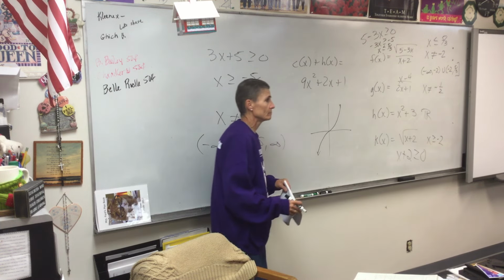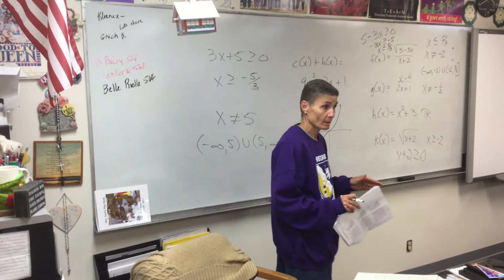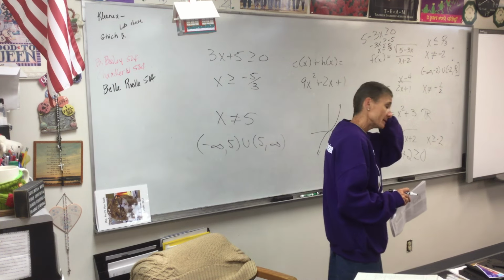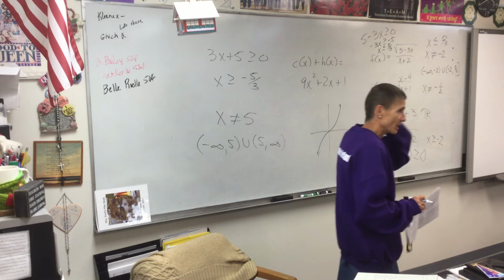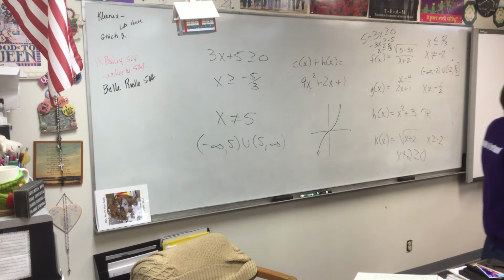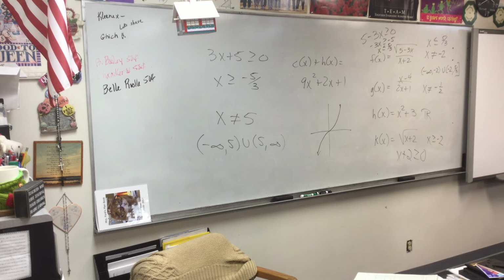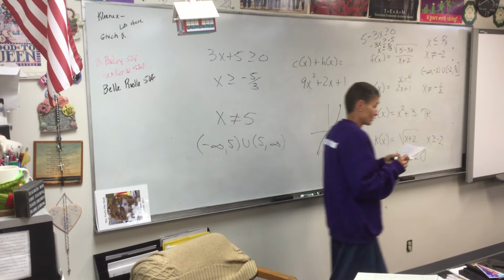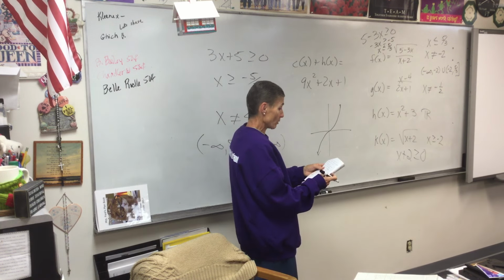Okay? So one more time. If you have a denominator, it cannot be 0. If you have a radical, whatever is under it must be greater than or equal to 0. Those are the 2 rules. That's what you've got to know and do. If you don't have either one, then it's all real numbers.